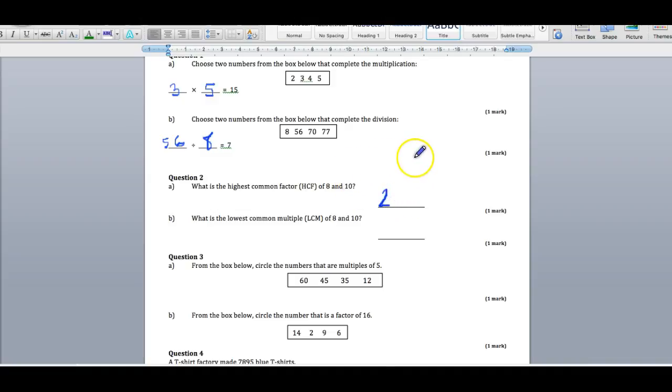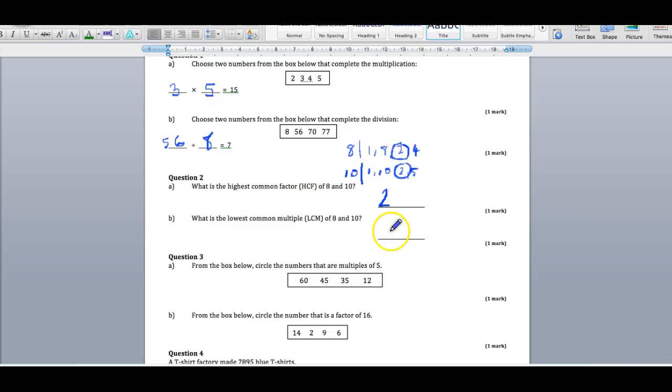Now you could list the factors if you want. So the factors of 8, 1 and 8, they're a factor pair, and 2 and 4. And for the number 10, we have 1 and 10 as a factor pair, and 2 and 5. So what they have in common is 2. It's the highest common factor.